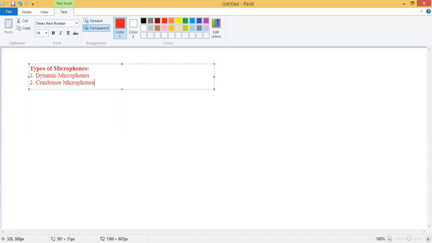Two capacitor plates are there. When sound waves, vibrating particles, impact on one plate of the capacitor, obviously, the capacitance of the two plates changes, and according to that, voltage is created across the two plates. And in that way, the sound signal is generated.